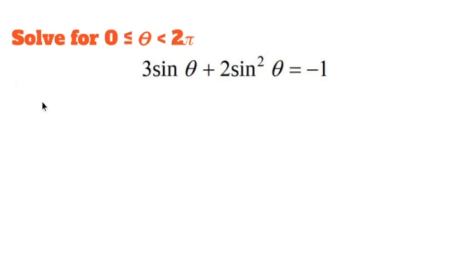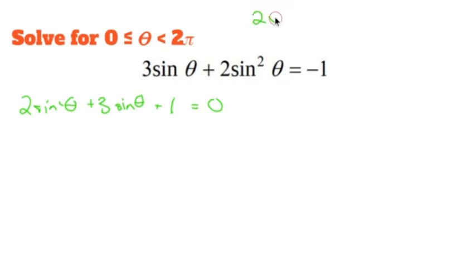Let's put things in order too. 2 sine squared theta plus 3 sine theta, and if I were to add 1 to both sides, plus 1 equals 0. Now, I did all this, zero product property, quadratic talk, and you're like, what do you mean?